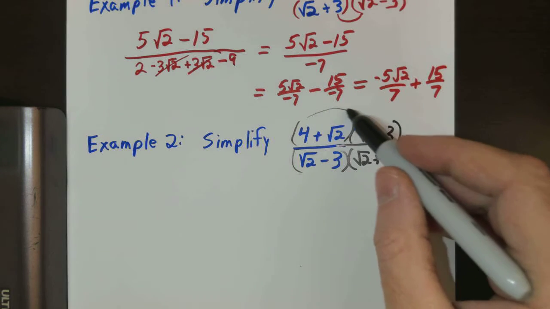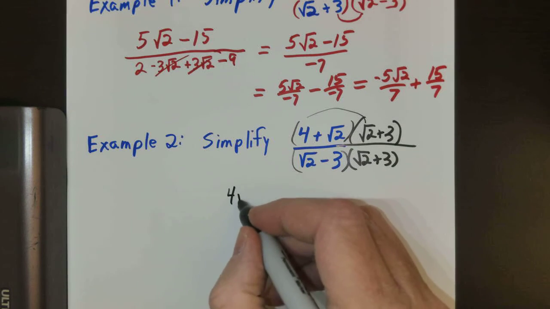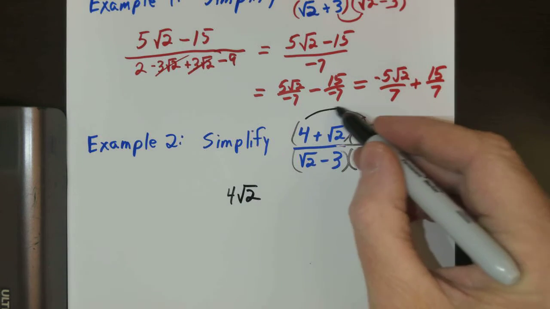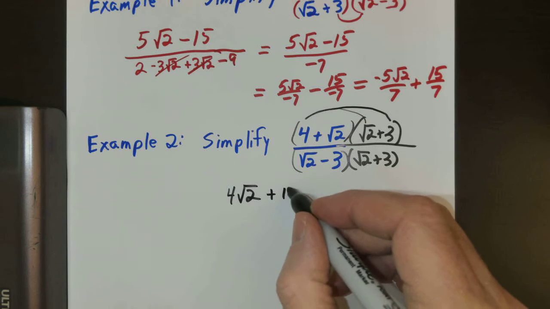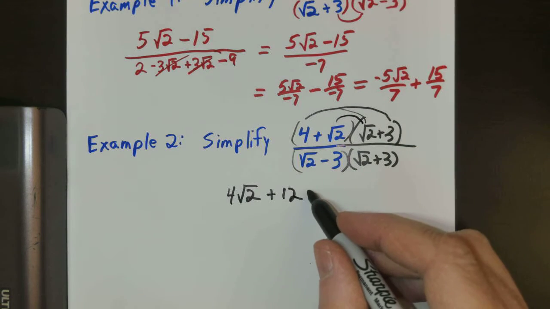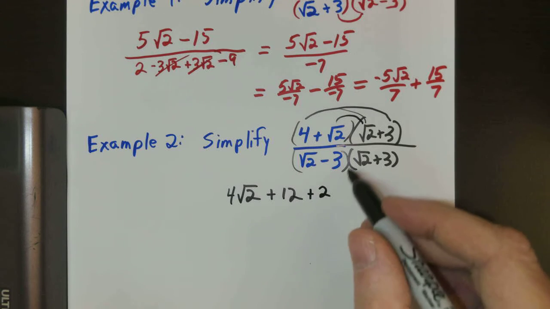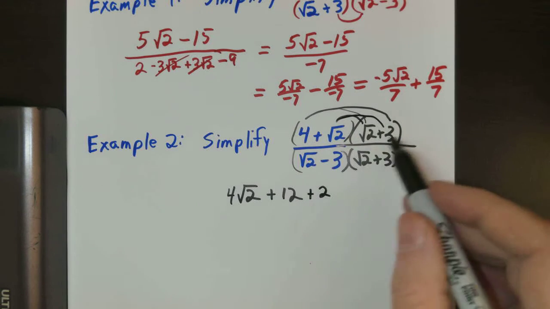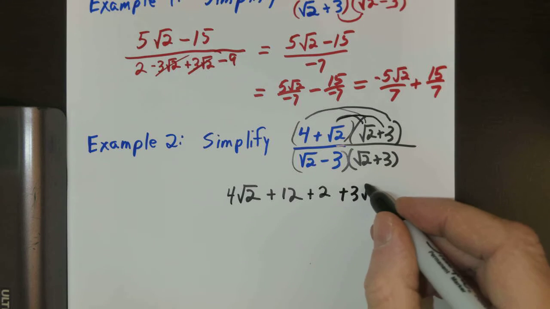So I'm going to FOIL up here. 4 times radical 2 is 4 radical 2. 4 times 3 is 12. Inside, square root of 2 times square root of 2 is 2. And last, square root of 2 times 3, I'll write 3 radical 2.